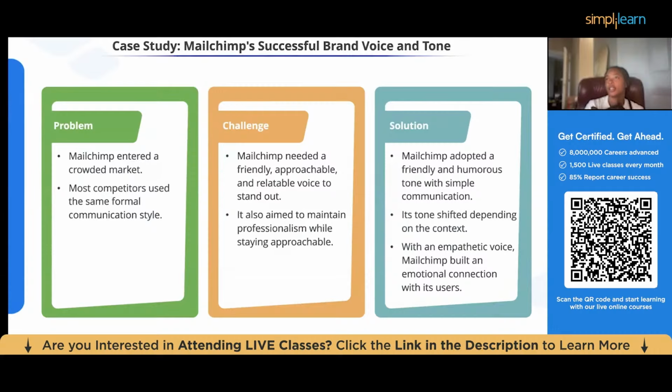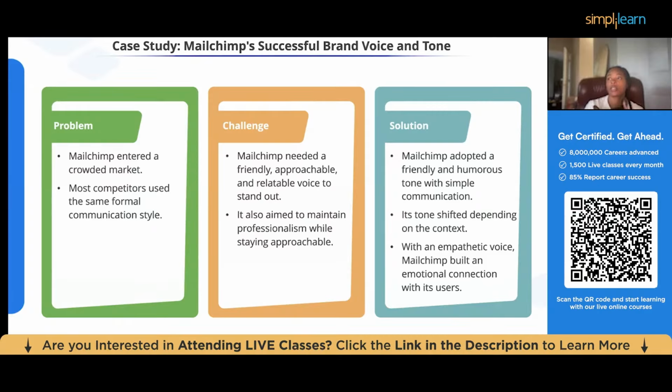The case study for today is MailChimp's successful brand voice and tone. The problem is that MailChimp entered a crowded market. Most competitors use the same formal communication style. Their challenge was that MailChimp needed a friendly, approachable, and relatable voice to stand out. It also aimed to maintain professionalism while staying approachable.